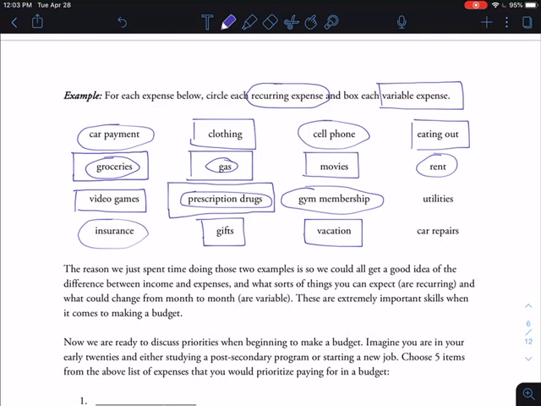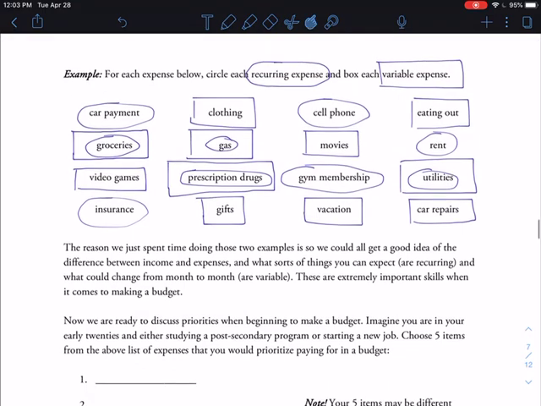Same thing with utilities. They're usually pretty much the same every month, but there are things like if you had people over to stay with you, or you went on a vacation and turned your utilities off, that kind of thing, then it could change. So this is one that could be both. For those of you who don't know, utilities is like electricity, power for your lights, that kind of stuff. Okay, and then car repairs. Oh, I hope they sure are variable for you. If they're recurring, I think you need a new car, but car expenses should not be recurring.